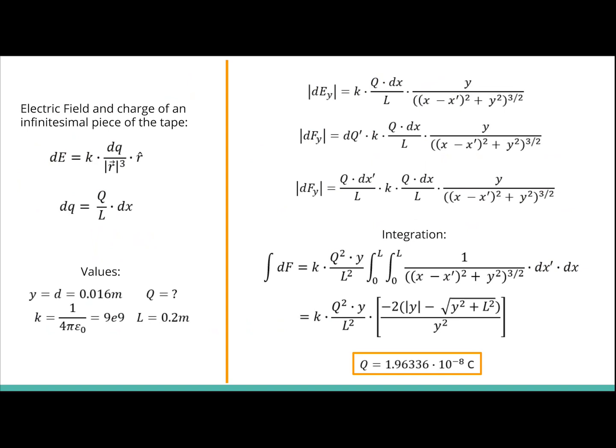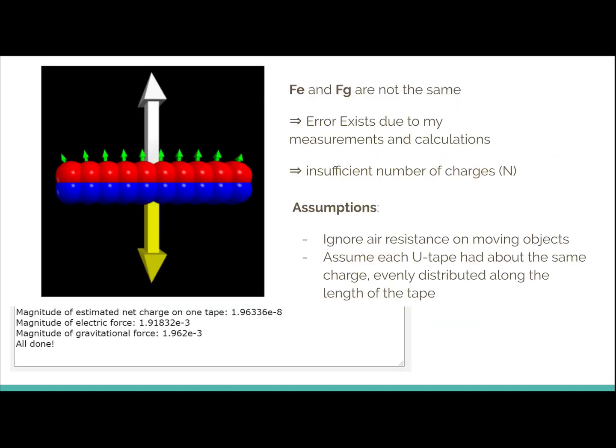Then to get dF, I multiply it by dQ prime. Then the equation is integrated. Since dx and dx prime are the infinitesimal pieces of the two tapes, they are both integrated from 0 to L. After integration, I plugged in the y, k, and L values, and if I set the electric force with an unknown Q equal to the gravitational force, I could get the net charge Q as 1.963 times 10 to the negative 8 coulombs. The net charges I got from the approximation method and the calculation method were slightly different.